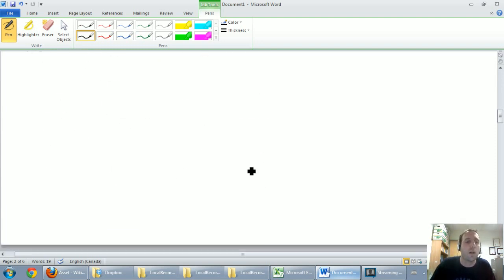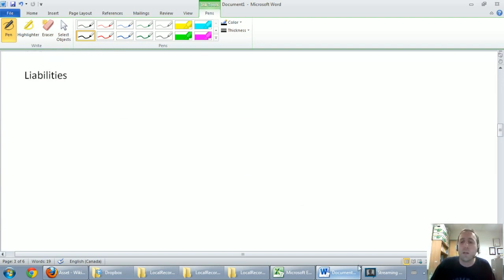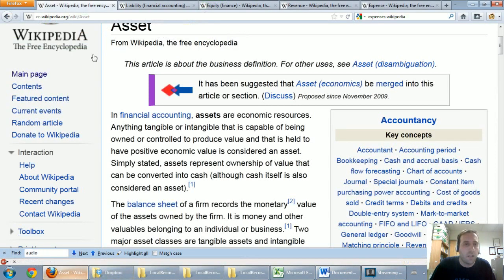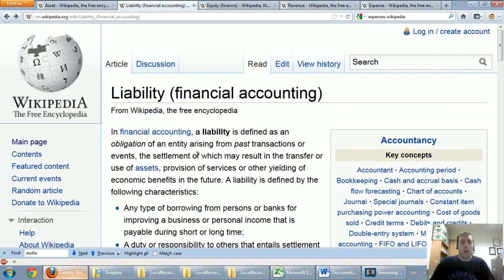Next, we're going to talk about liabilities. Liabilities are defined again on Wikipedia as an obligation of an entity arising from past transactions or events. And I think that's a great definition. Again, to put it in simpler terms even, I would say it's anything that the company owes. The key word is owes. Assets are owned, liabilities are owed. So if the company owes something, that's a liability.